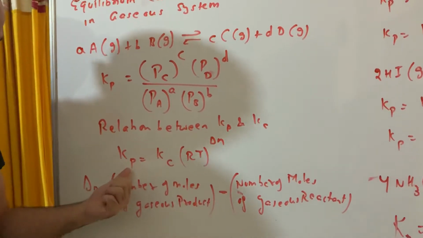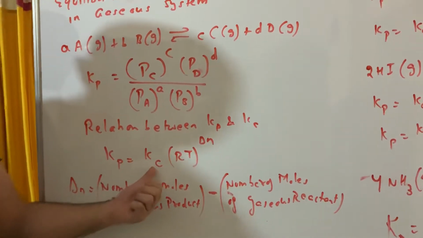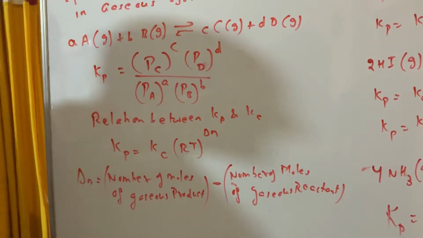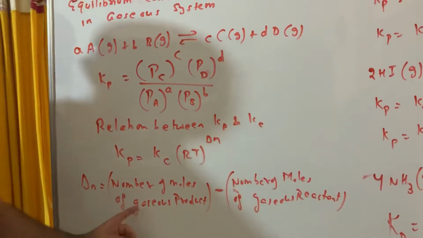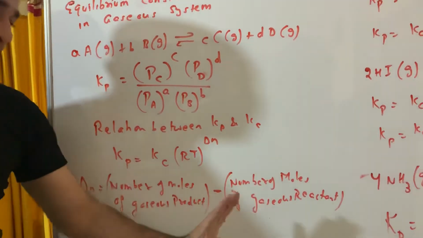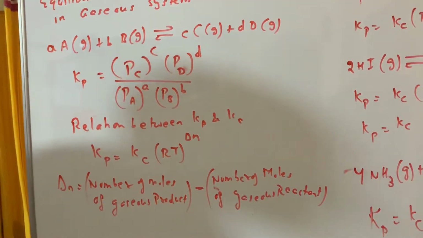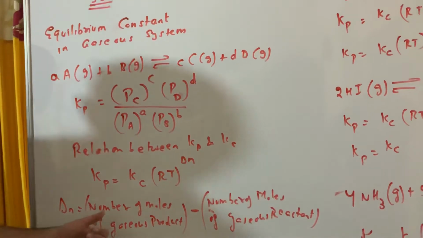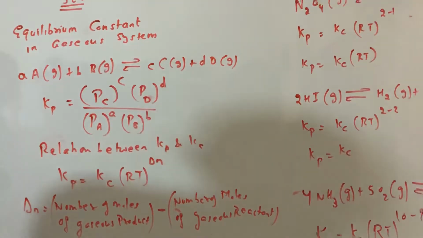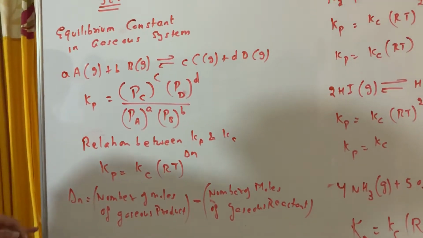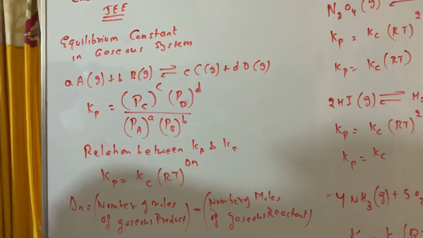The relation between Kp and Kc is Kp is equal to Kc (RT) to the power delta n. What is delta n? Number of moles of gaseous product minus number of moles of gaseous reactant. So it is not always that Kp is equal to Kc.